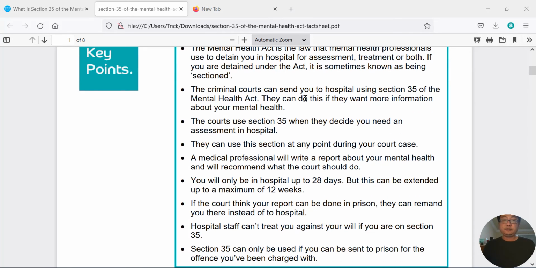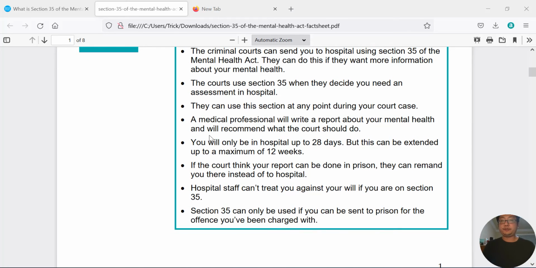This law is used to detain you in the hospital for assessment or treatment. If you are detained, you'll be detained under this Mental Health Act, which is sometimes known as being sectioned. So the criminal court can send you to the hospital using section 35 of the Mental Health Act. They can do this if they want more information about your mental health.